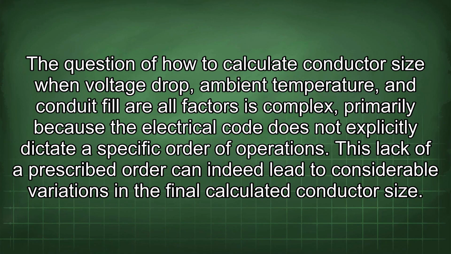The question of how to calculate conductor size when voltage drop, ambient temperature, and conduit fill are all factors is complex, primarily because the electrical code does not explicitly dictate a specific order of operations. This lack of a prescribed order can indeed lead to considerable variations in the final calculated conductor size.